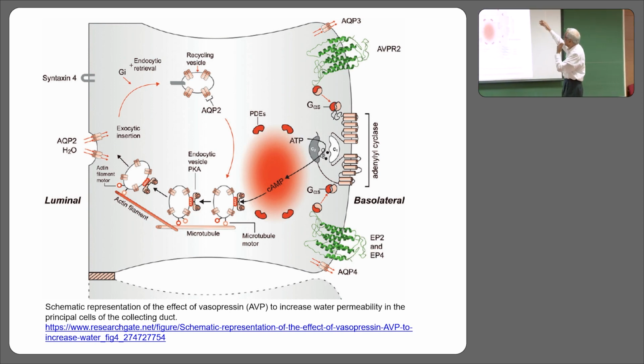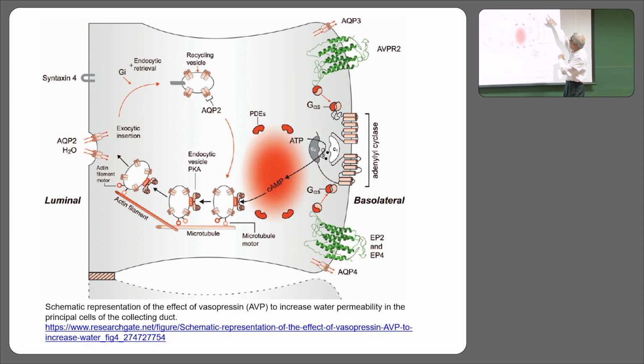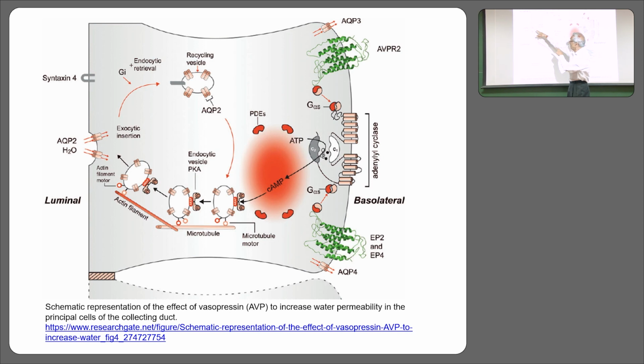So arginine vasopressin combines with the receptor, G protein coupled, adenyl cyclase, cyclic AMP acting on the vesicle, then microtubules and the actin filament. It will move there, and then aquaporin 2 will be introduced here. This is inducible, and this will allow the water to get in.